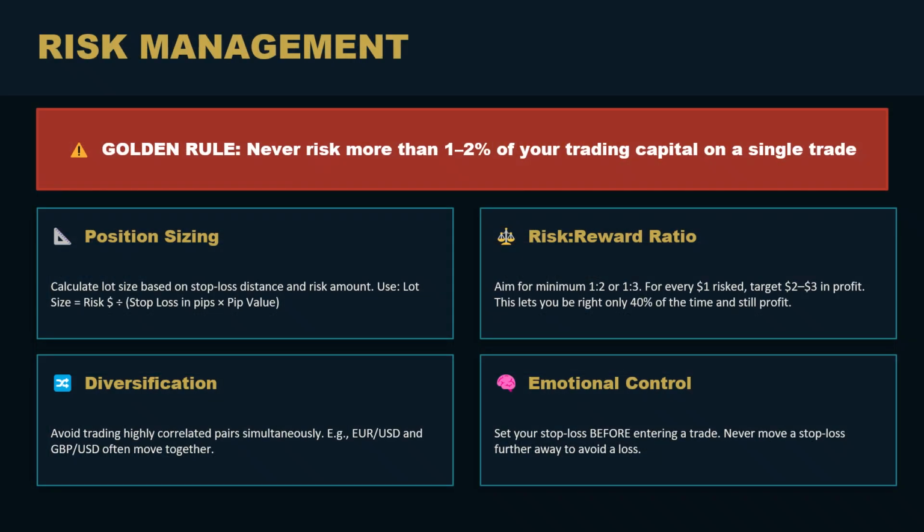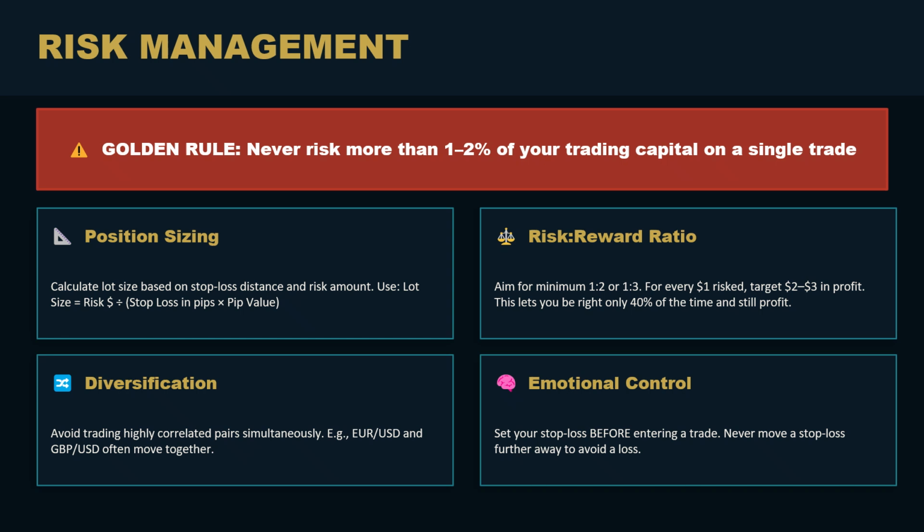If there's only one section of this entire course you remember, let it be this one. Risk management is not just a part of trading, it is trading. Your only job is to manage risk effectively, and the profits will follow. The golden rule is to never risk more than 1 to 2% of your trading account on a single trade. This is non-negotiable for longevity.